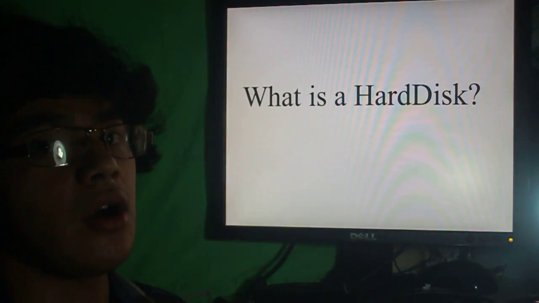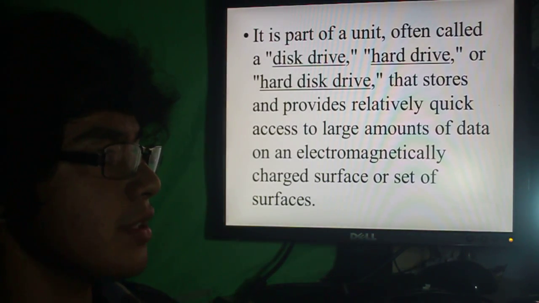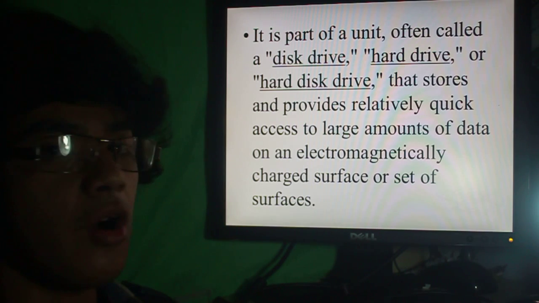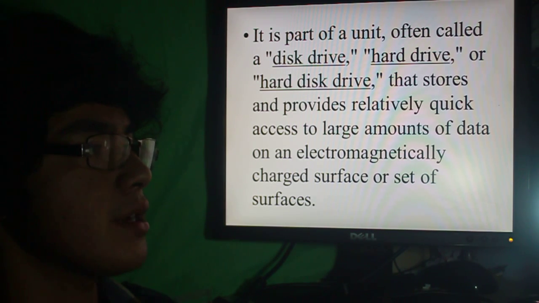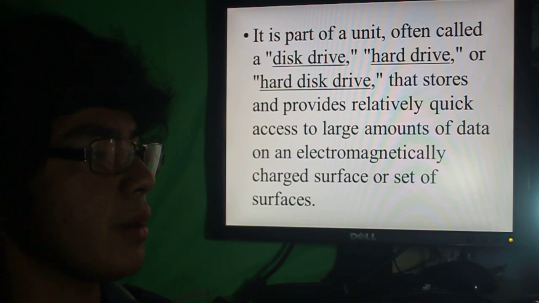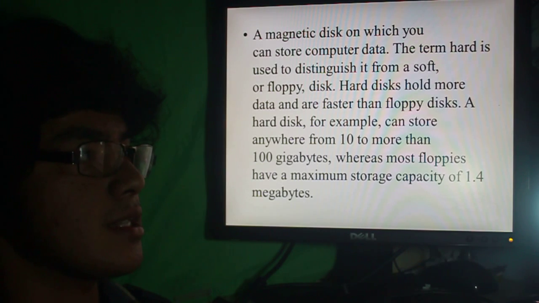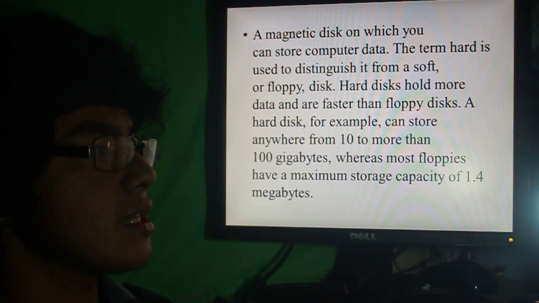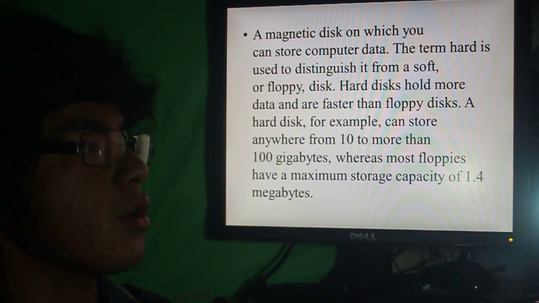What is a hard disk? It is a part of a unit often called a disk drive, a hard drive, or a hard disk drive that stores and provides relatively quick access to large amounts of data on an electromagnetically charged surface or set of surfaces. A magnetic disk on which you can store computer data.